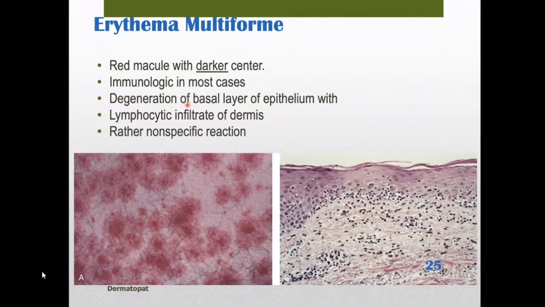Usually this is caused by an immunological reaction, meaning that there is allergy to something, either by contact with something or something you have eaten or injected in yourself. There will be lymphocytes in the dermis, as we see on the right side here. Many lymphocytes, these black dots are the nuclei of the lymphocytes.